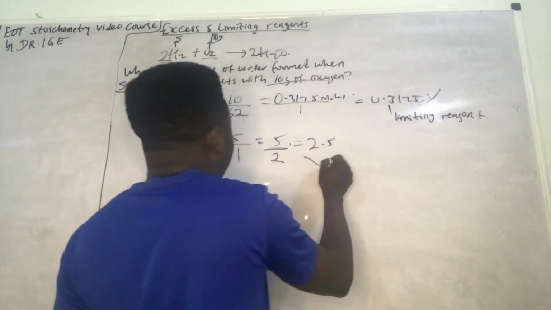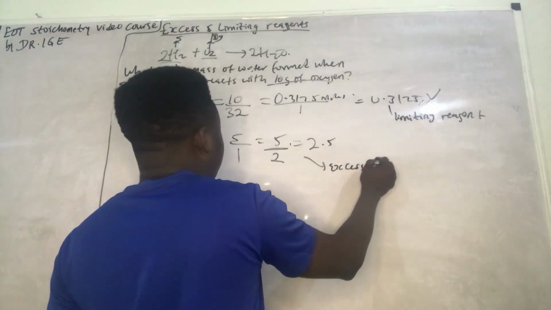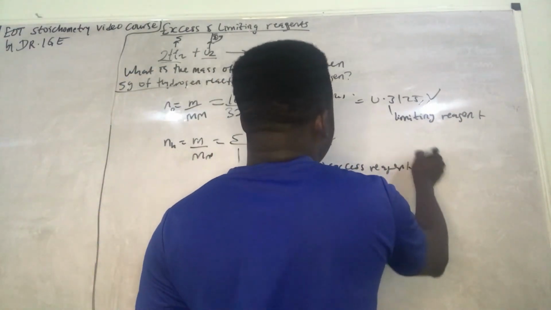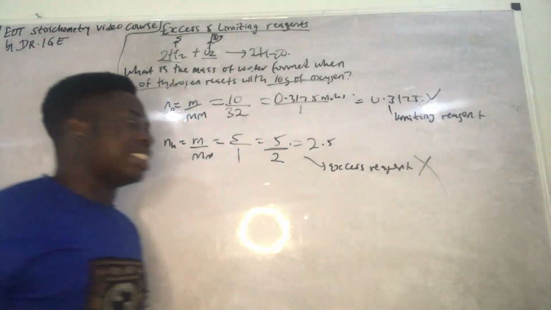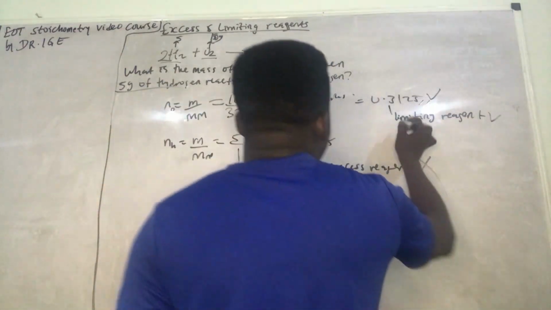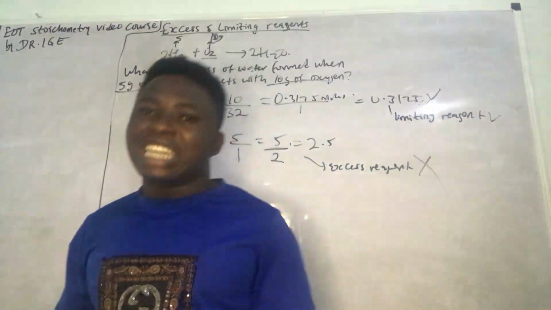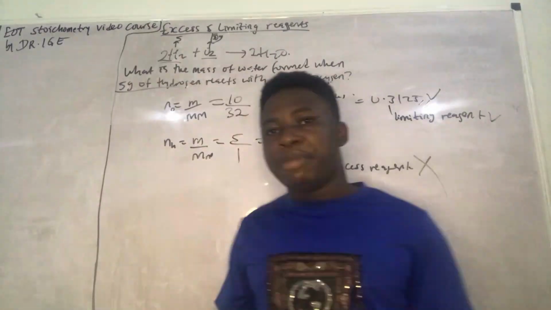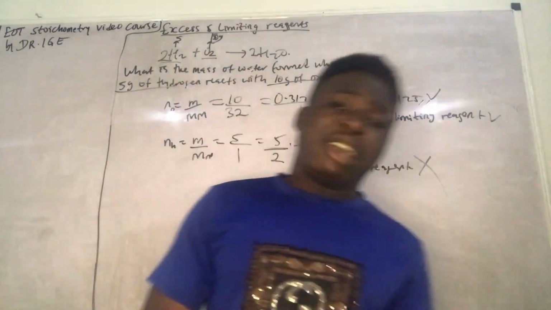And this guy is what? Excess reagent. Remember, this guy will not take place in the reaction. What we are concerned about is the limiting reagent. Please take note, the limiting reagent determines the extent to which a chemical reaction occurs. Please write it down.